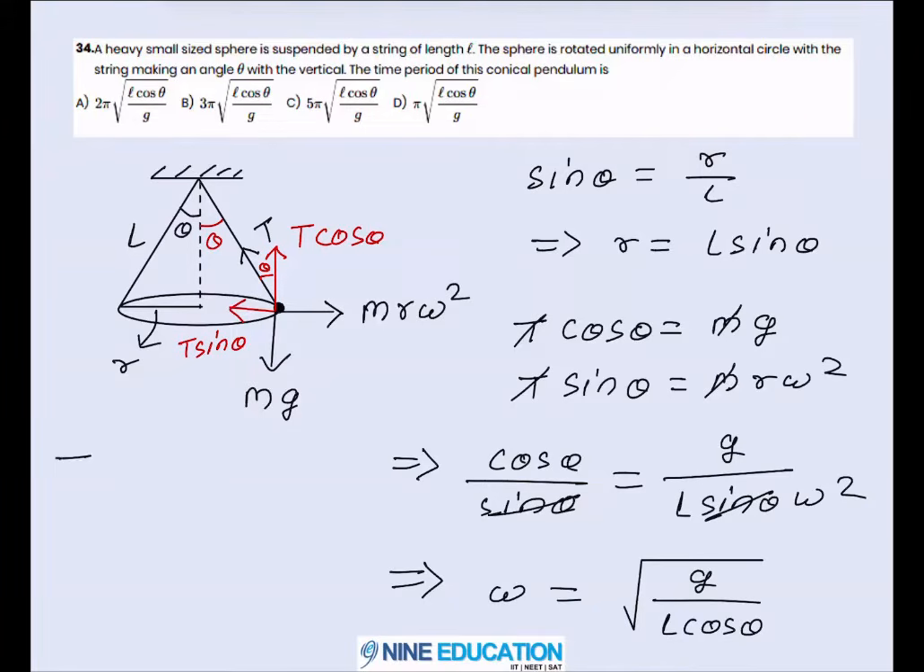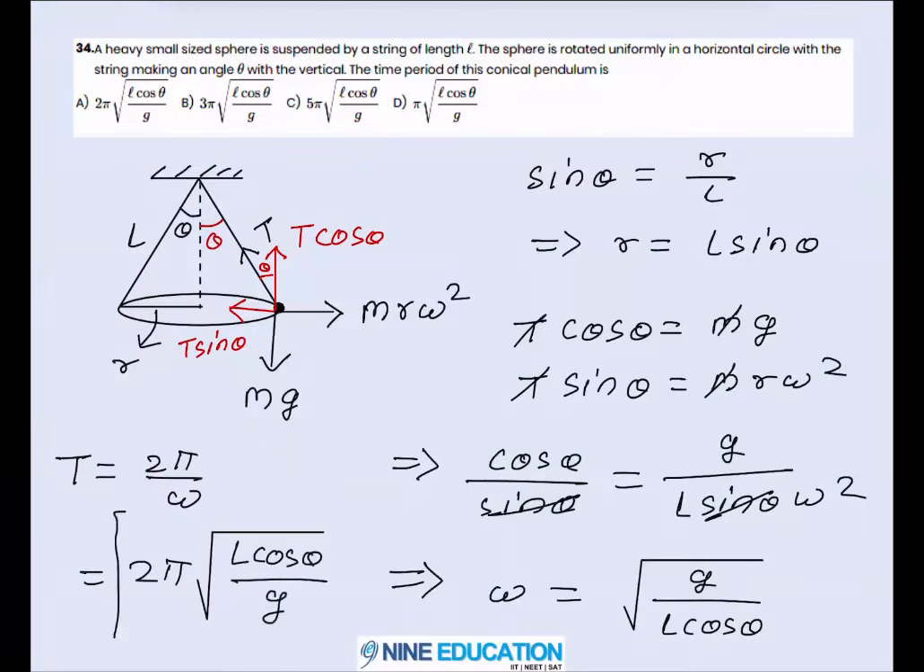Now we know that the time period is 2 pi by omega, right? So this will come out to be 2 pi into root over of L cos theta by g. And this is your answer: 2 pi root over of L cos theta by g, which is option A.